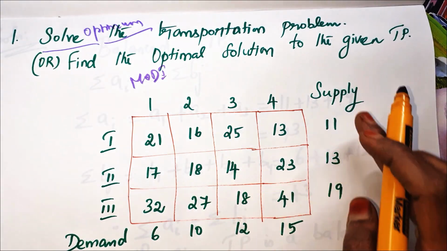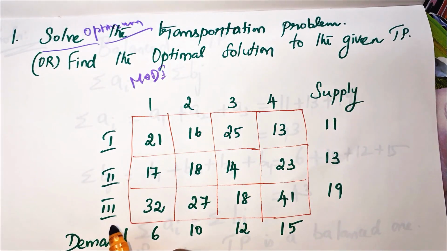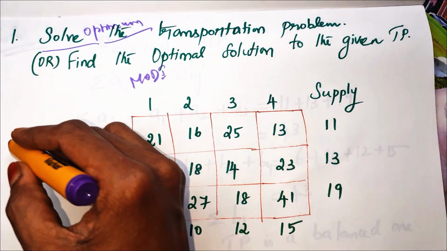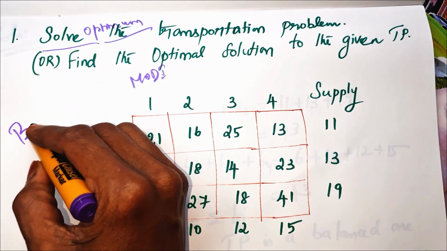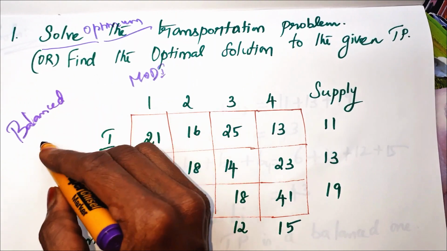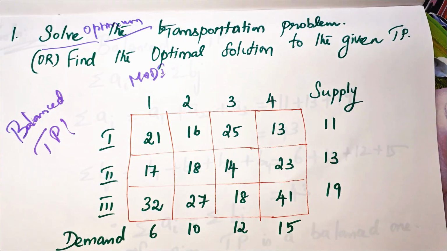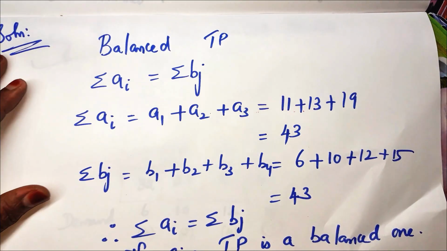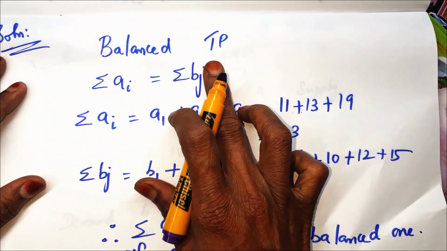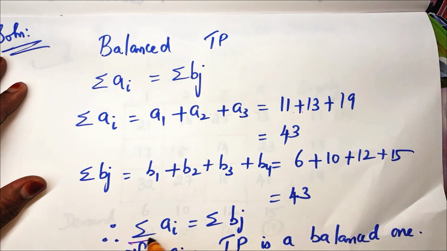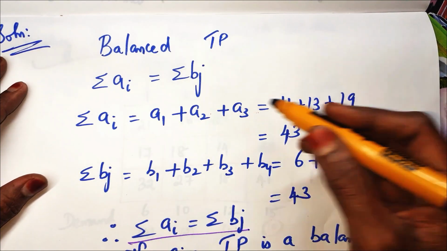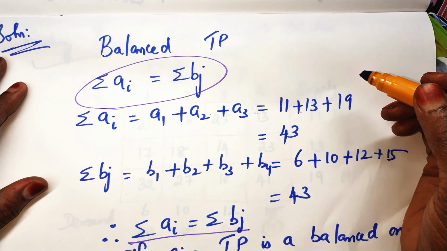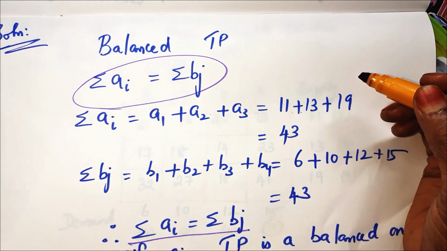This is the given TP, supplies are given, demands are given. We are going to find the optimum solution. First we have to confirm whether it is a balanced TP or not, balanced transportation or not. What do you mean by a balanced TP? We can say the given TP is a balanced TP when summation Ai is equal to summation Bj. So this is the condition for a balanced TP. Balanced TP means when summation Ai is equal to summation Bj.